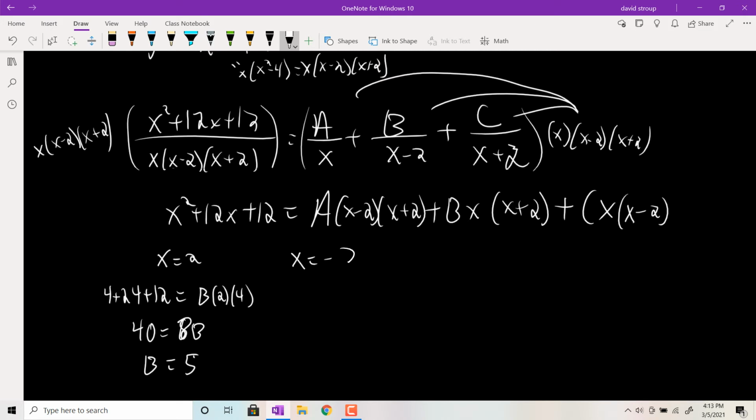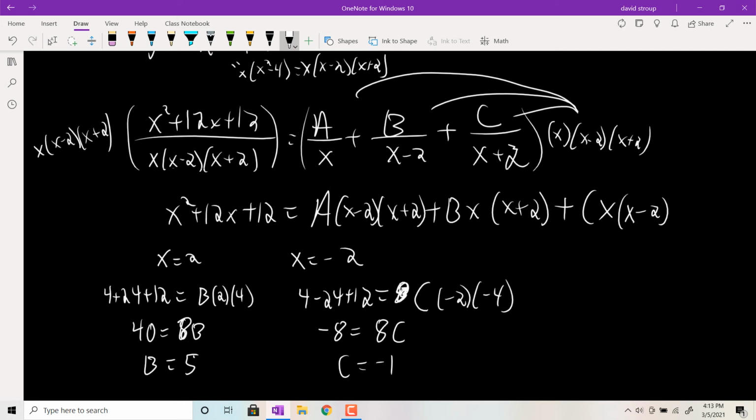Let x equal negative 2. Okay, so I'll have 4 minus 24 plus 12 on the right-hand side. Looks like the c term is the only one that doesn't cancel out. So c times negative 2 times negative 4. Okay, so I get negative 12 plus 4 is negative 8 equals positive 8 times c. So c is negative 1.